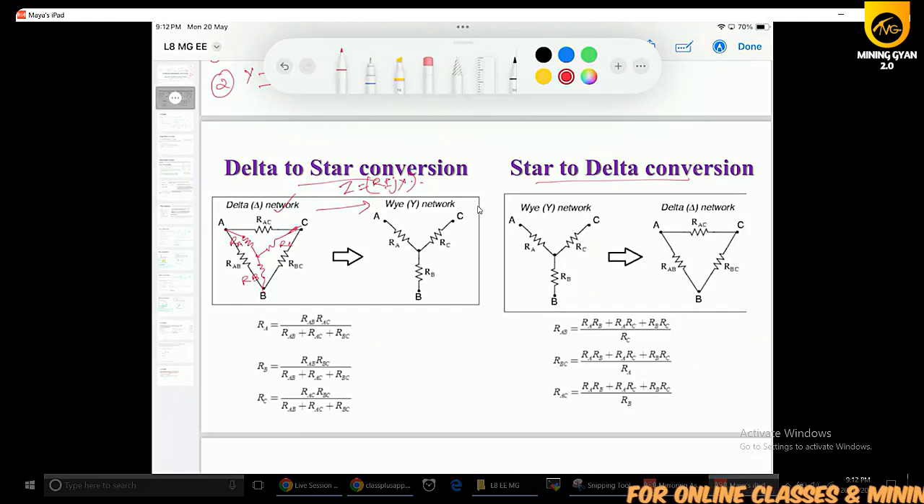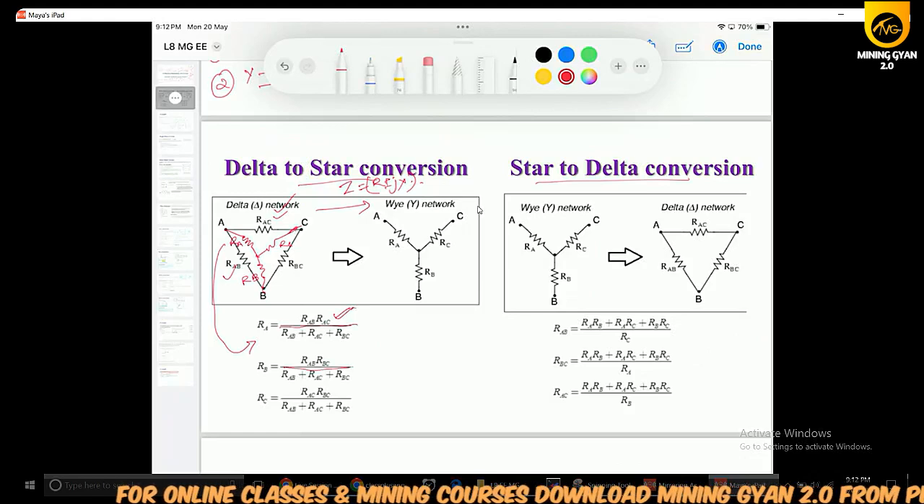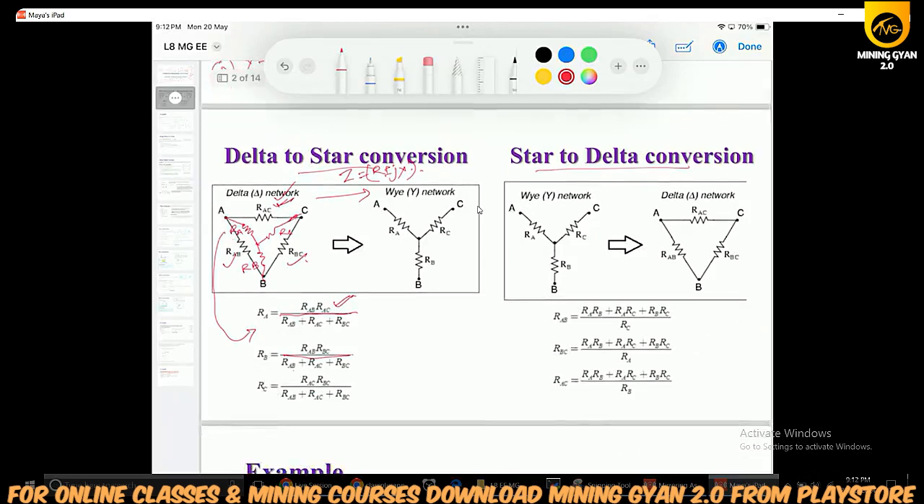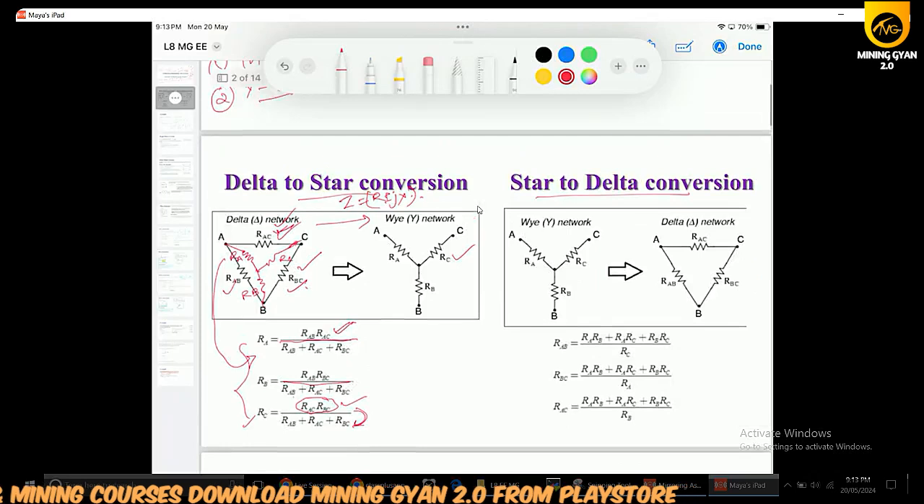So how to calculate RA? RA is involved between RAB and RAC. So in the numerator you multiply these two resistances, and in the denominator, in all the cases, this will be the same, meaning RAB plus RAC plus RBC. That is the trick to remember the formula. Now how to calculate RC? As you can see, RC is related to RBC and RAC. So in the numerator you just multiply these two resistances, and the denominator for all the resistance values will be the same. So that is the trick for delta to star conversion.